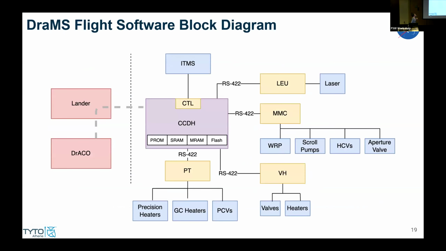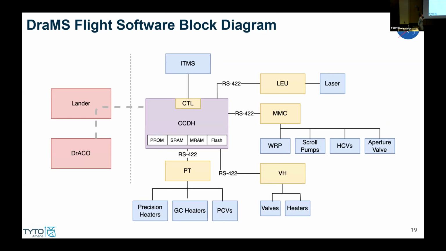So this is also the flight software block diagram for DRAMS. As you can see, it's communicating with the lander, so with Dragonfly that Gina just presented about, and talks a lot also with Draco. Draco is the acquisition sample, so it's how we get the sample from Titan. So we communicate to Draco through the lander. We always talk to the lander. We never talk to any other instruments.